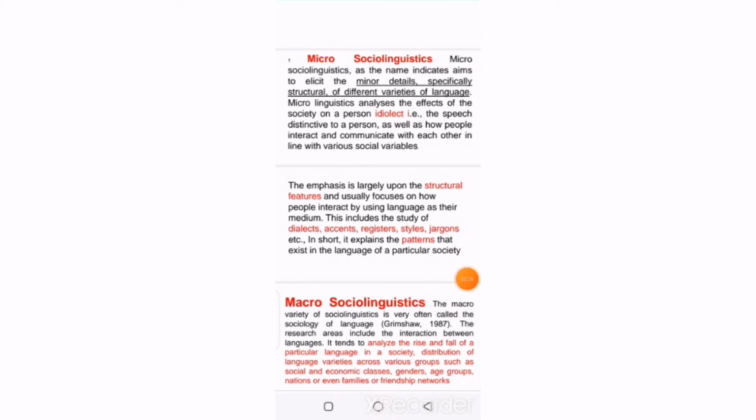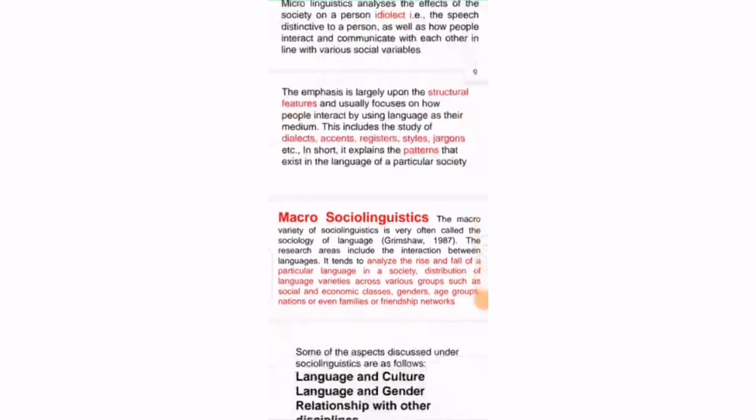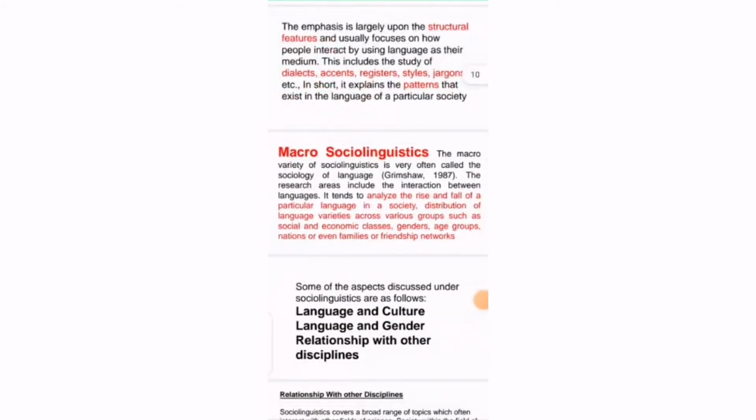We also study discourse analysis under the umbrella of microsociolinguistics. We also study ethnography. We also study the psychology of language. And there are many subfields which we study under macrosociolinguistics. What is macrosociolinguistics? It is called the sociology of language.